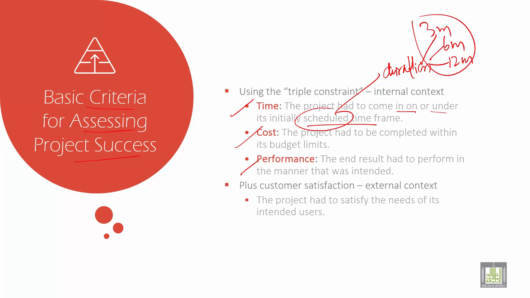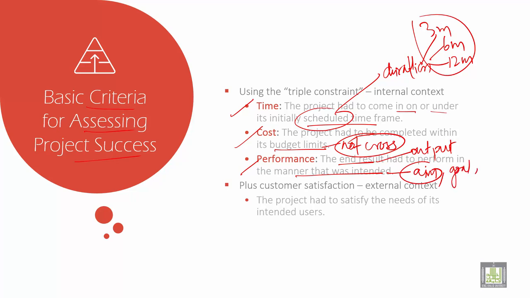And cost, the project has to be completed within the budget limits. Like when you're fixing 1 million riyal, it should be within 1 million riyal, or 2 million riyal, it should be within the limit. You should not cross the limits. Performance means output or outcome, whatever it is. It has to perform in a manner how it is intended, means what you have aimed. It should be as per the aim, goal, objective. So it should be within the limits and within the aim of the project.